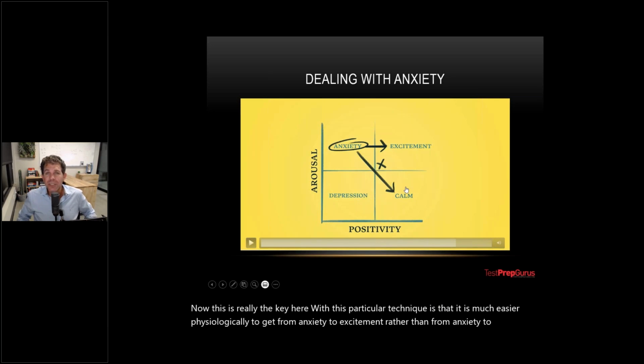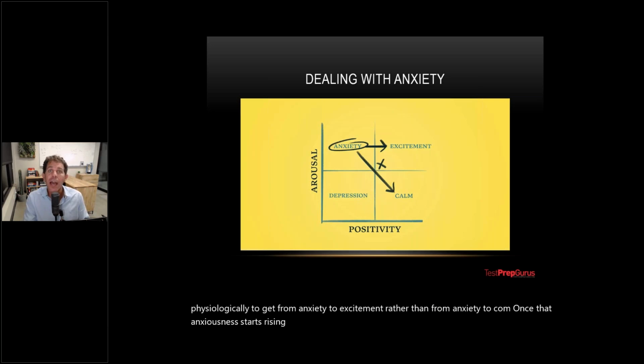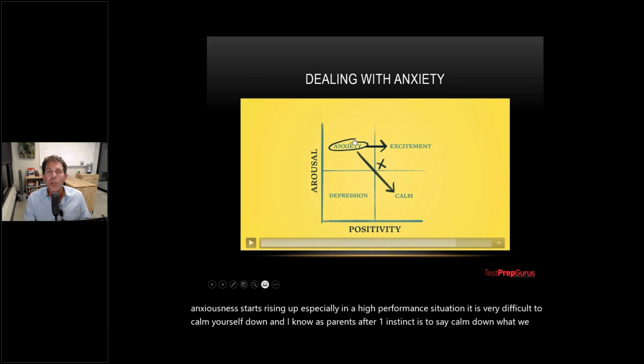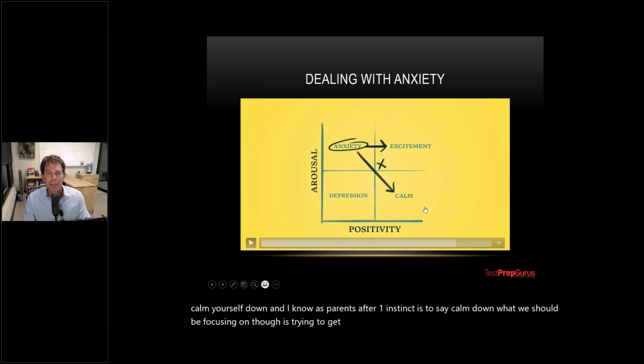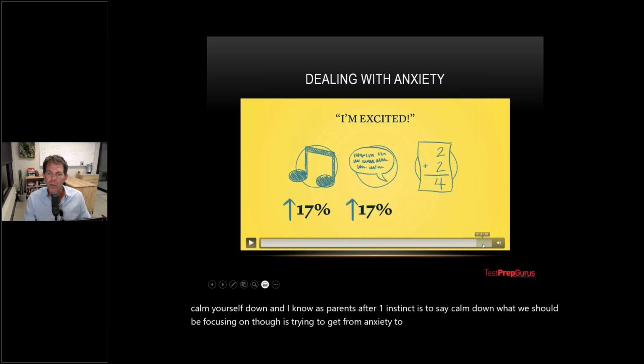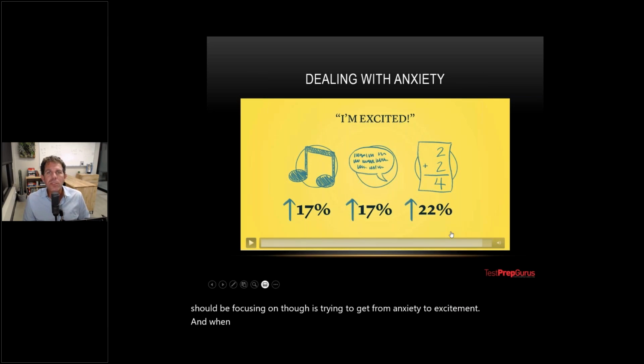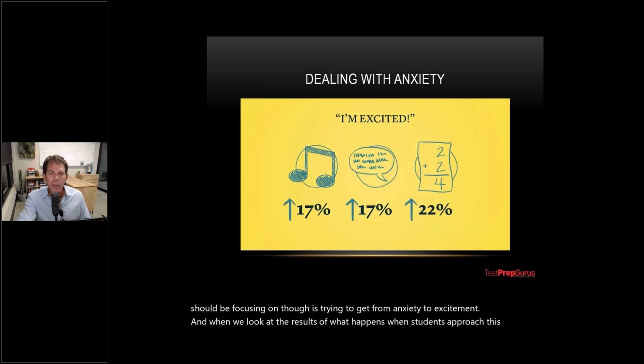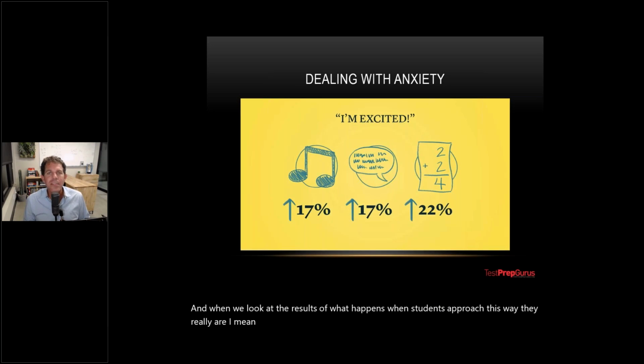Once that anxiousness starts rising up, especially in a high performance situation, it is very difficult to calm yourself down. And I know as parents, often our number one instinct is to say, calm down. What we should be focusing on, though, is trying to get from anxiety to excitement. And when we look at the results of what happens when students approach this way, this is an easy win-win.